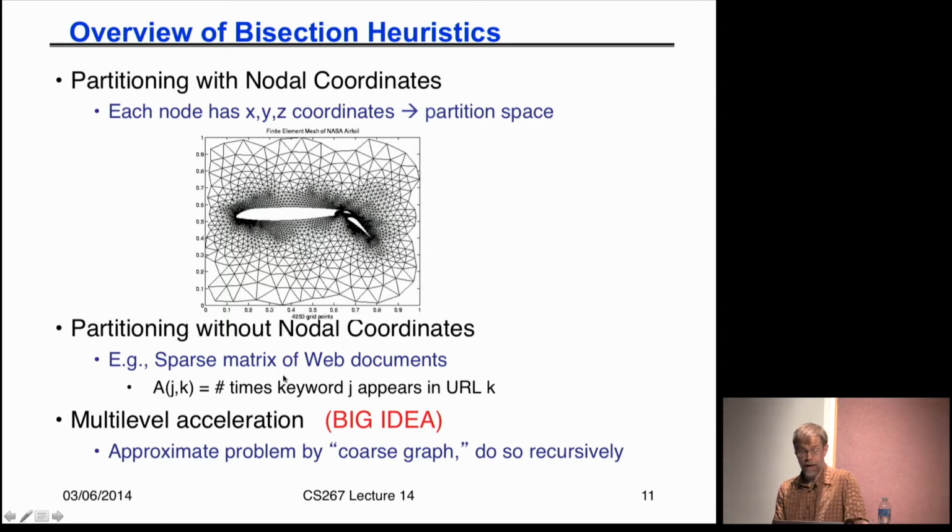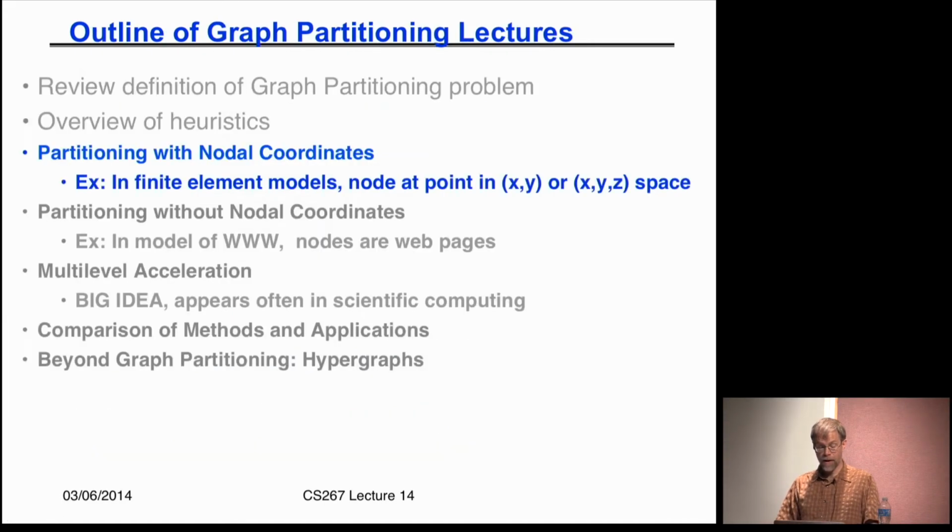But if I have the World Wide Web, then obviously I don't have XY coordinates that mean anything particularly. And so a typical graph there would be one row for each keyword and one column for each web page. That's a common thing that Google uses to do search. And then we'll do the multi-level acceleration next time. Okay, so that's the overview. And the next step is to go back and do the nodal coordinate case, where we assume we have XY or XYZ coordinates.